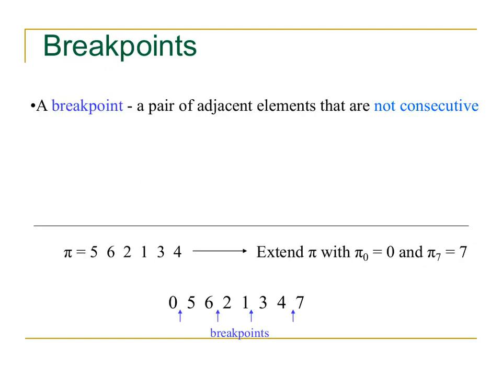Building on that definition, we now see how breakpoints work in an extended permutation. Start with pi equals 5, 6, 2, 1, 3, 4, then append pi 0 equals 0 at the front and pi n+1 equals 7 at the end, giving us the sequence 0, 5, 6, 2, 1, 3, 4, 7. Next, scan each adjacent pair and mark any gap that exceeds 1. In this example, the gaps between 0 and 5, 6 and 2, 1 and 3, and 4 and 7 are all breakpoints. These marked positions show us exactly where the permutation departs from perfect adjacency.